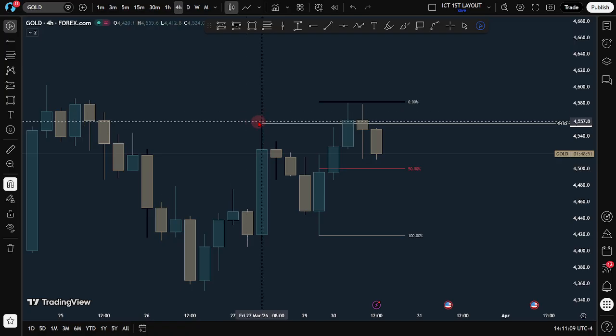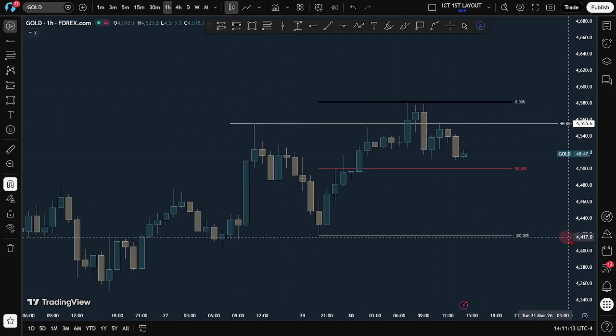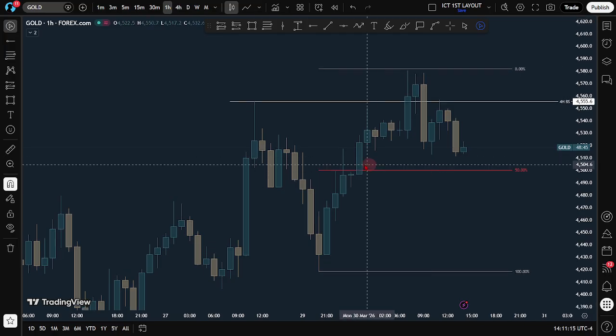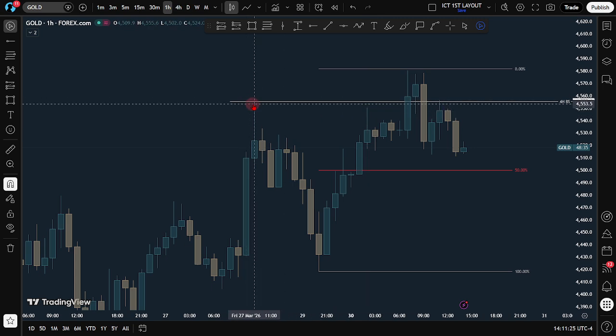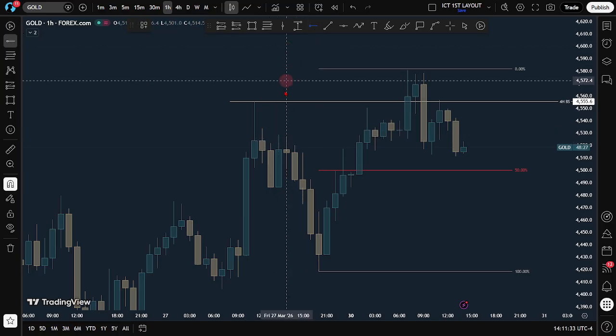So this is a 4 hour buy side liquidity. I went to the 1 hour and this was at 2 o'clock. And you can see that 2 o'clock failed to take out the 11 o'clock high here. Do you understand? And I think you mark out 1 hour buy side liquidities also.